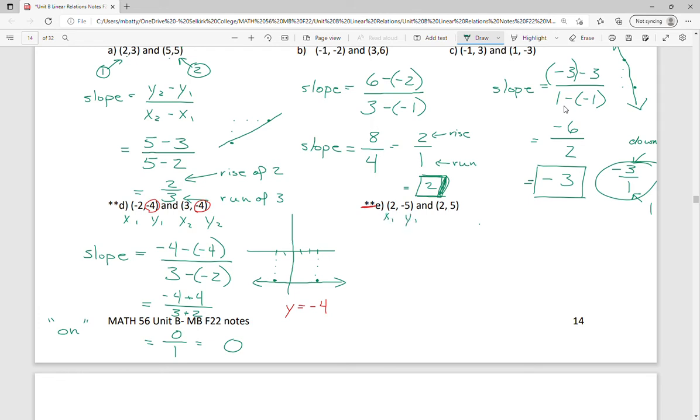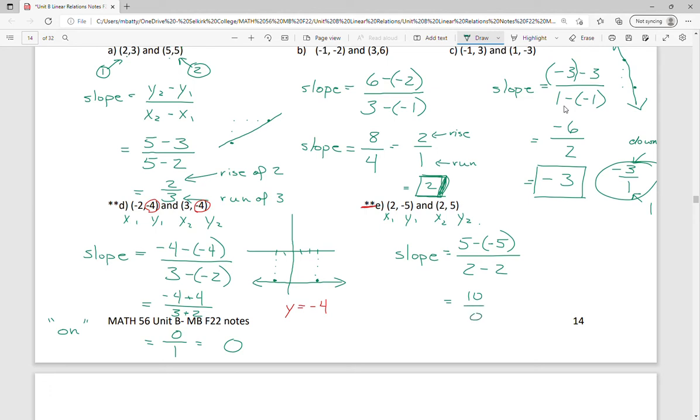So this is x1 and y1. This would be x2 and y2. And again, don't mix and match your little subscripts down here. That 1 tells me that this is point 1. The 2 tells me that this is point 2. So subbing into my slope equation, I would have 5 minus -5 and 2 minus 2. Do the math carefully, I'd have 10 over 0.